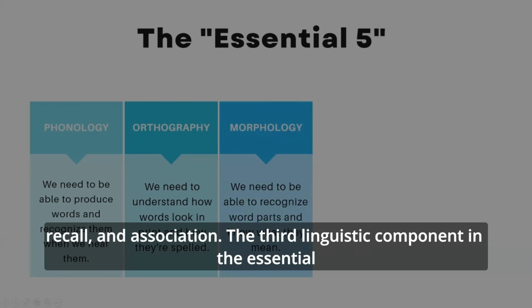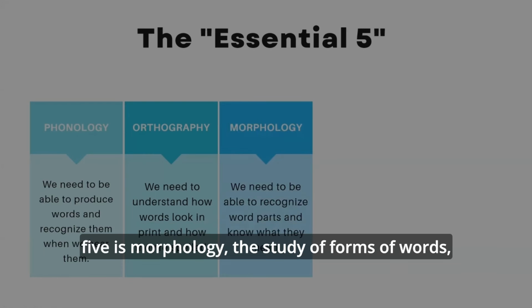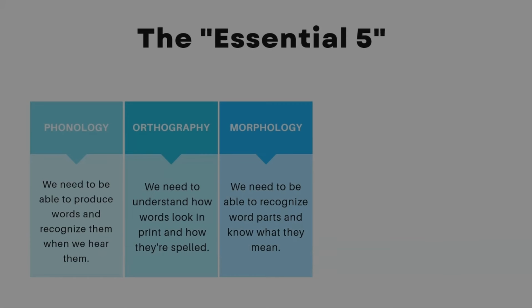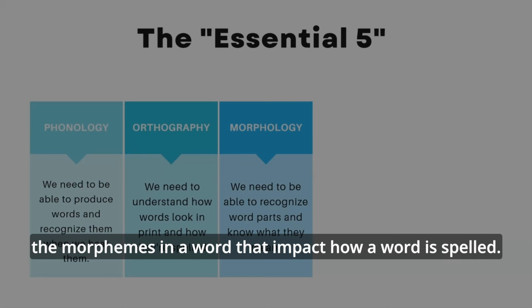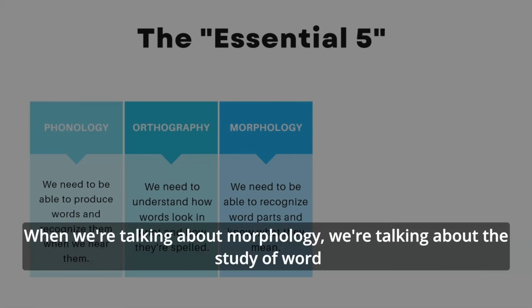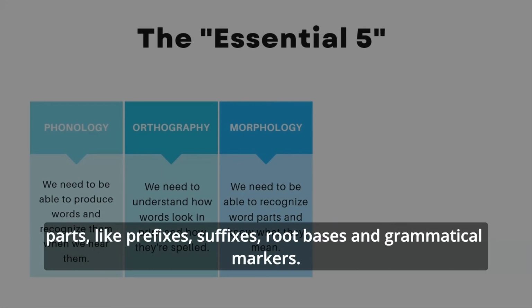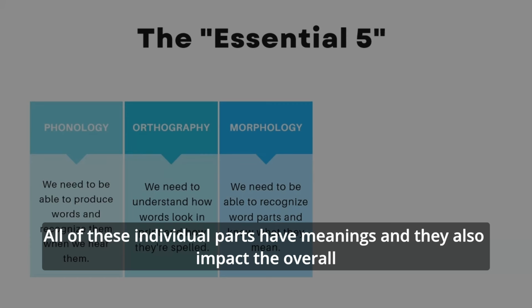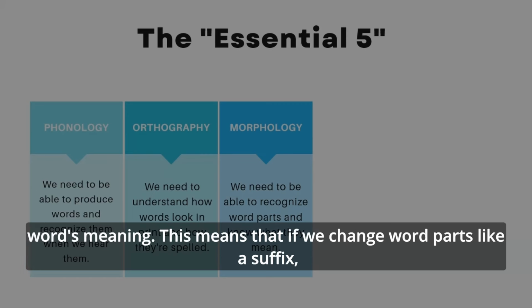The third linguistic component in the Essential Five is morphology, the study of forms of words. The morphemes in a word will impact how a word is spelled. When we're talking about morphology, we're talking about the study of word parts, like prefixes, suffixes, roots, bases, and grammatical markers. All of these individual parts have meanings, and they also impact the overall word's meaning.